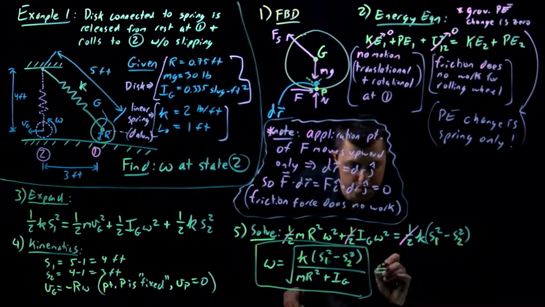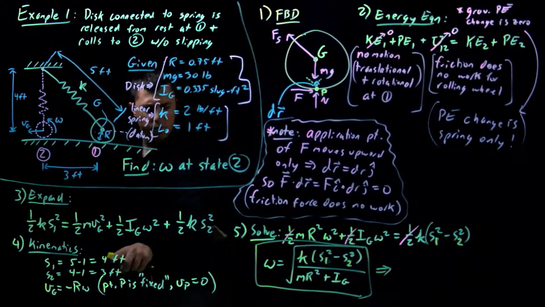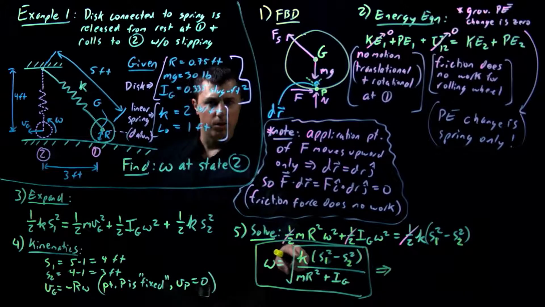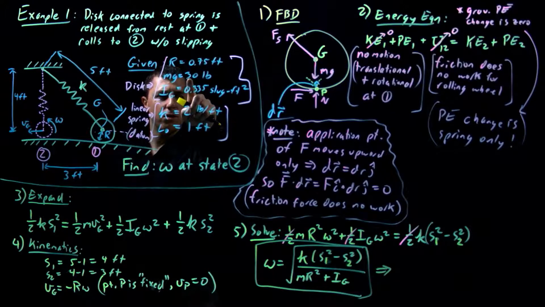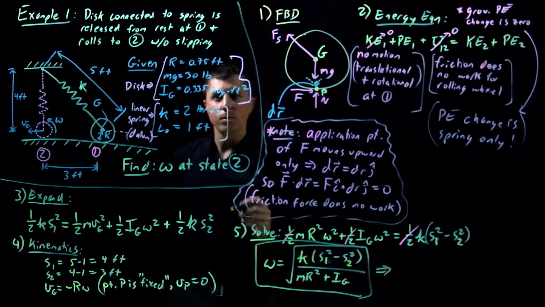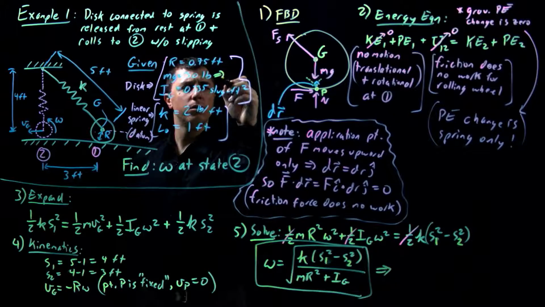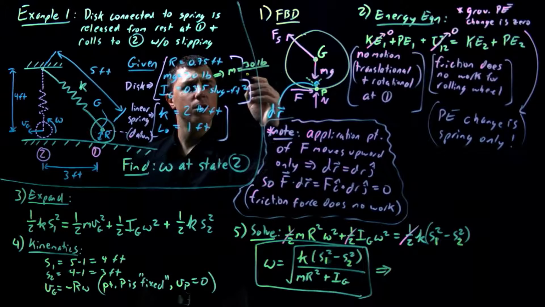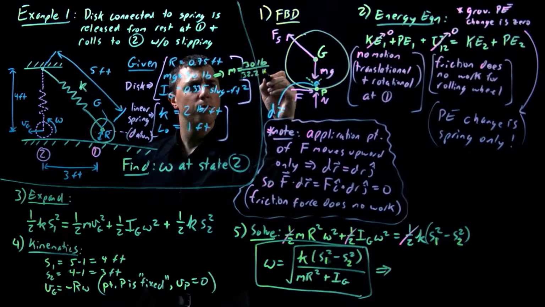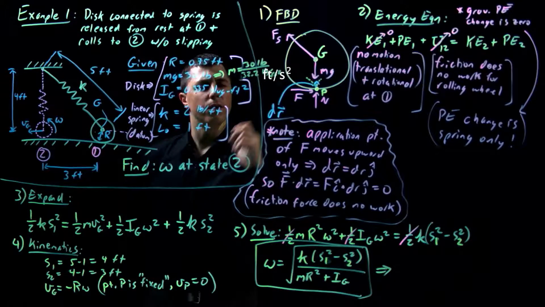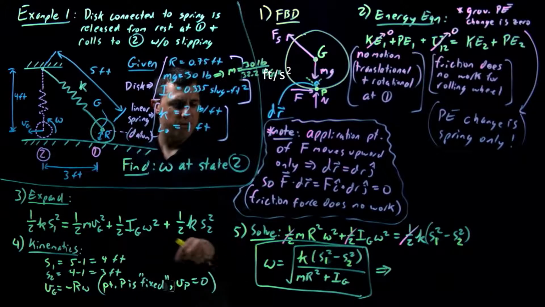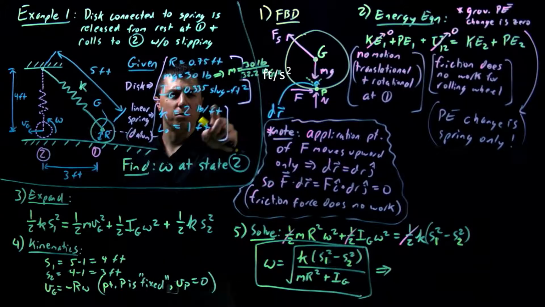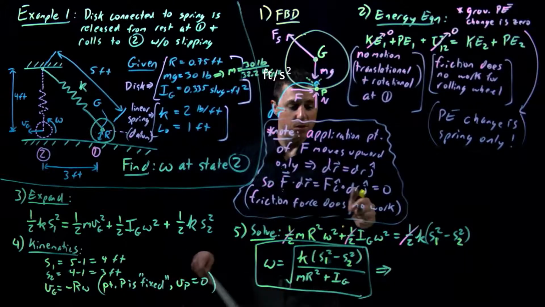Let me continue checking this. S1 is 4 feet, S2 is 3 feet. Make sure units are all right. K is 2 pounds per feet. We're good there. The mass down here should be 30 pounds over 32.2 feet per second squared. Plug that in. Then our radius is 0.75 feet, and Ig is in slug feet squared. Plug that in. Okay, so those are all good.